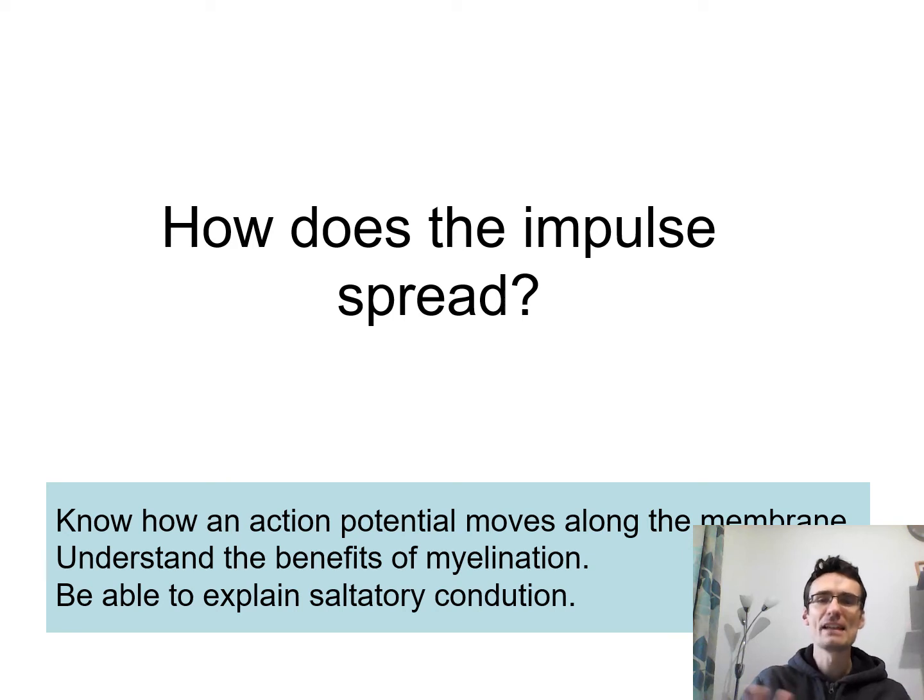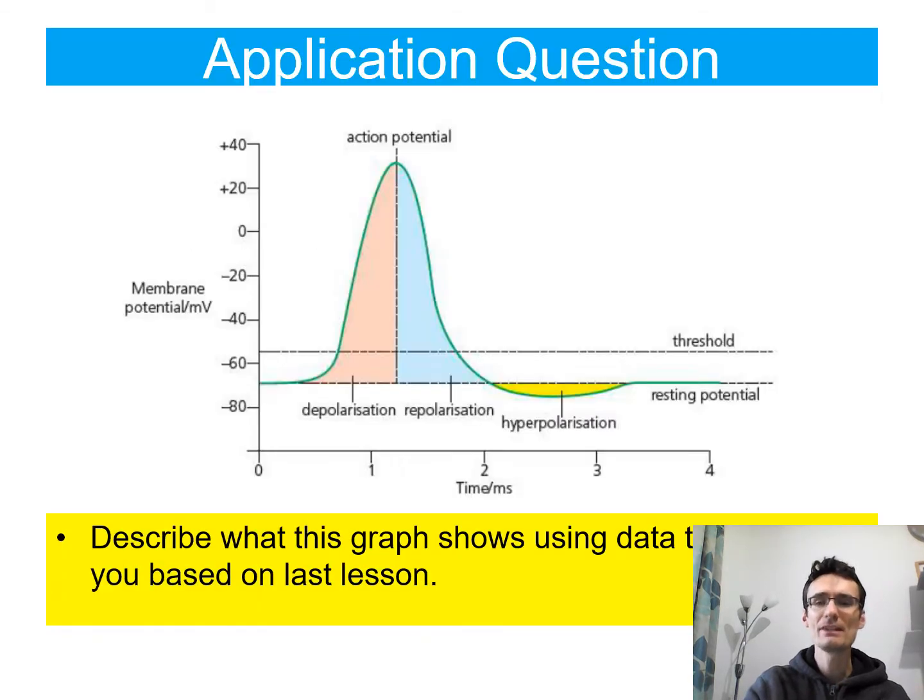Video, Mr. Phillips, and today we're going to be looking at how the nervous impulse, the action potential, actually spreads across the nerve cell, across the axon. And you might be given a question that links to this. It might be an application question: what's happening at these different stages of depolarization, repolarization, hyperpolarization, and the resting potential?